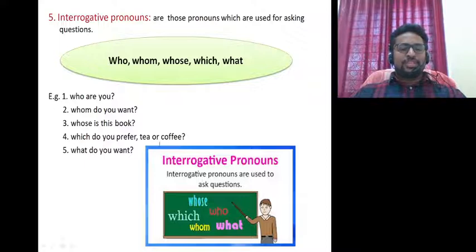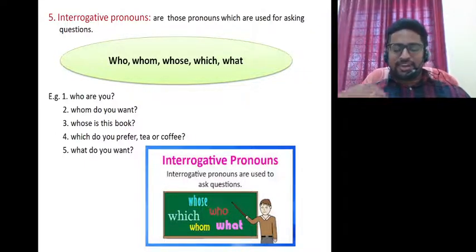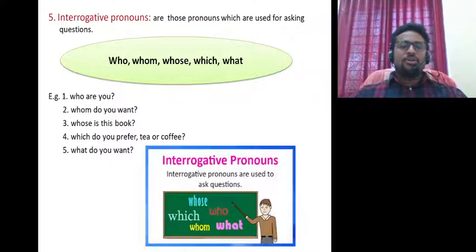Which do you prefer, tea or coffee? I prefer tea rather than coffee. Which is the interrogative pronoun. What do you want? What is also an interrogative pronoun. So why are we using interrogative pronouns? We are using them for interrogation, for asking questions. Whose, which, who, whom, what become interrogative pronouns.